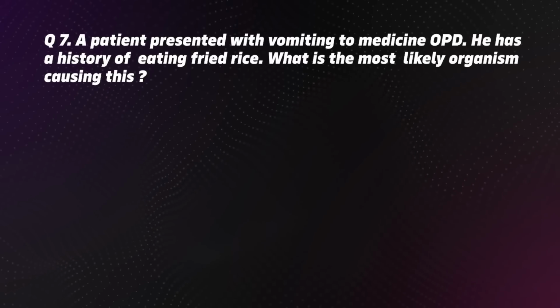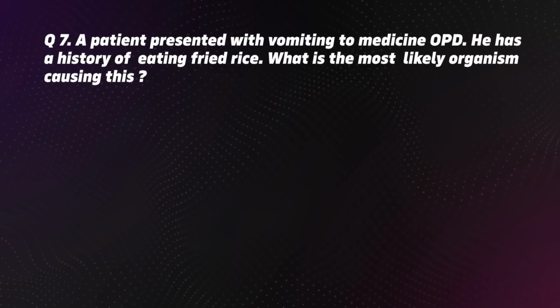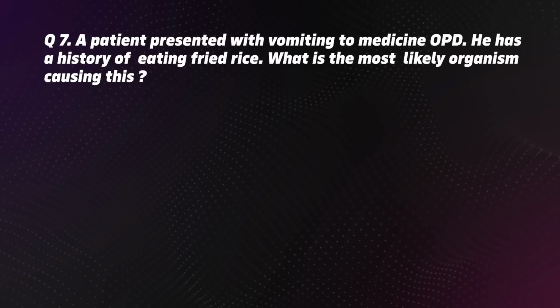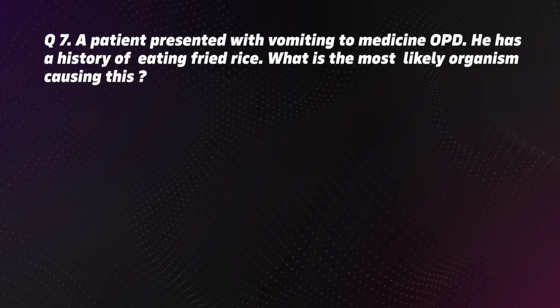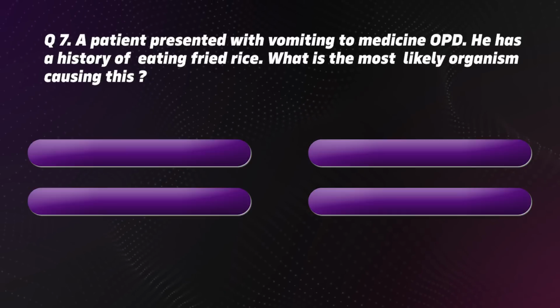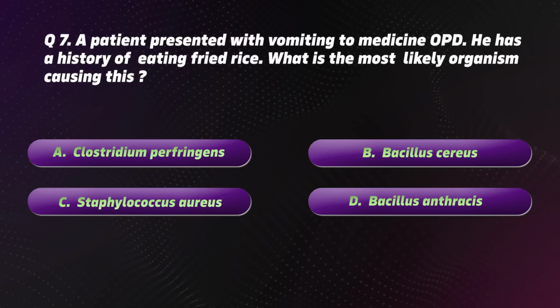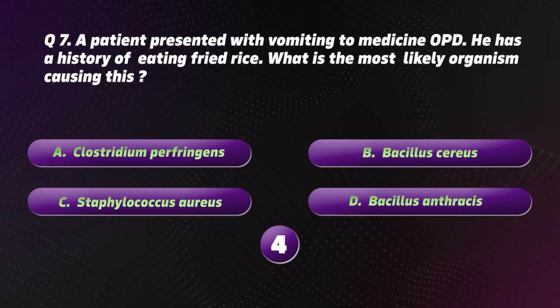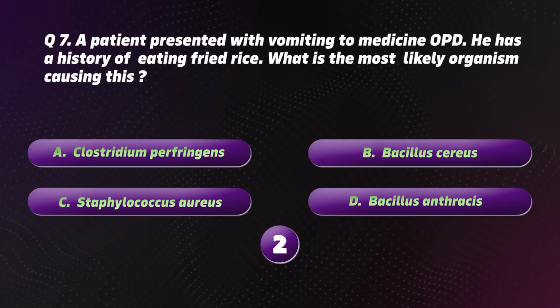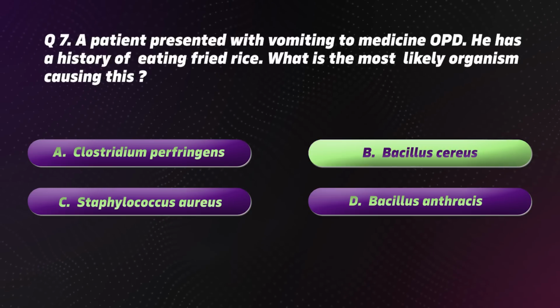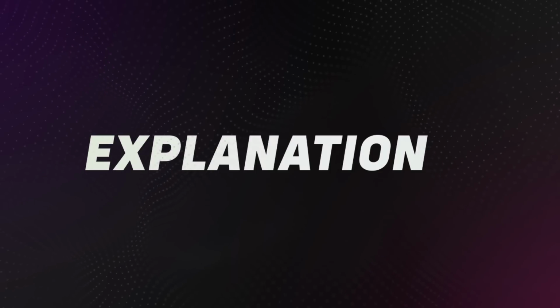Question 7. A patient presented with vomiting to medicine OPD. He has a history of eating fried rice. What is the most likely organism causing this? Here are the options. A. Clostridium perfringens, B. Bacillus cereus, C. Staphylococcus aureus, D. Bacillus anthracis. And the correct option is B, Bacillus cereus.